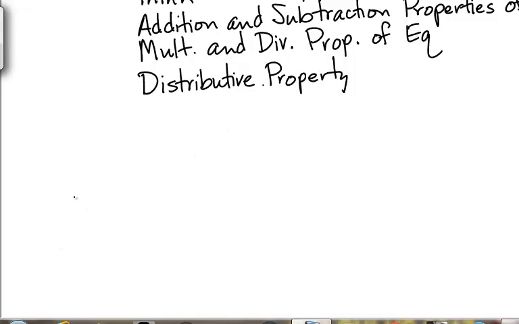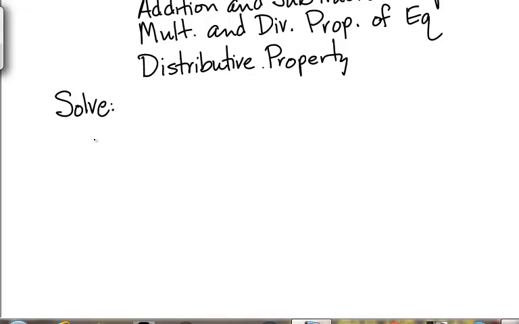Okay, so let's look at an example. And usually the directions will just say solve. Okay, and let's say m minus 5.48 equals 0.2. Solve for m.